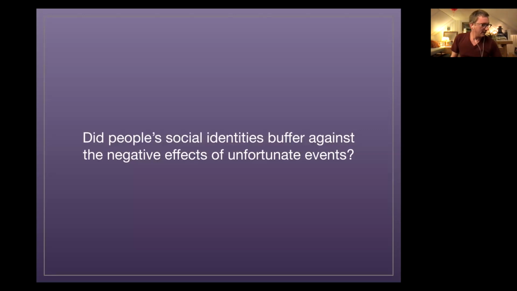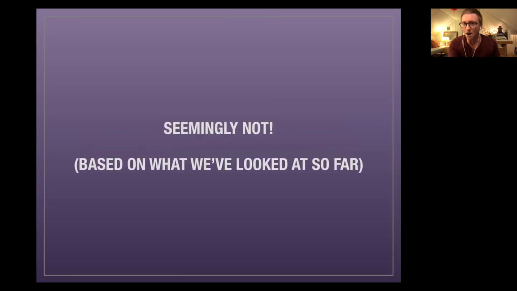The final question we asked was, we've seen lots of evidence that these social identities, especially this local community identity, mattered. It seemed to have an influence on people's resilience over time. Was it also the case that these identities buffered against the negative effects of other unfortunate events? So in the course of a pandemic, people experience a lot of negative things. I'll show you two examples, but to foreshadow, and spoiler alert, the answer seems to be no. So we don't have good evidence that these social identities actually serve a buffering function.